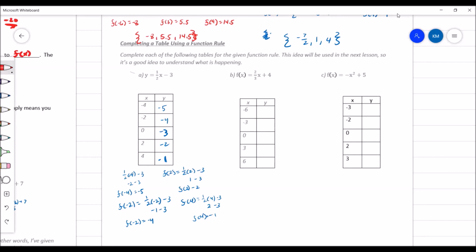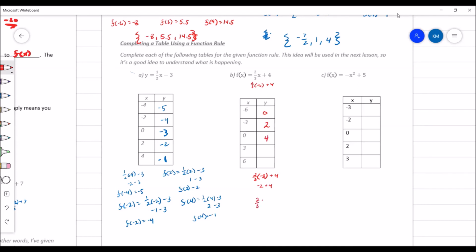All right, so here we've got 2/3 times -6 plus 4. So that's -12 over 3, and that's -4 plus 4 is 0. Boom. Okay, so do that same thing with 2/3 times -3 plus 4. And so that'll give us -6 over 3, which is -2, plus 4 gives us 2. 0 is easy. 0 plus 4 is 4.